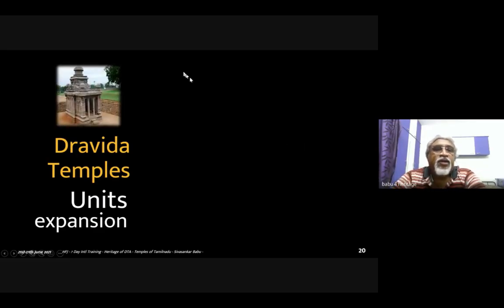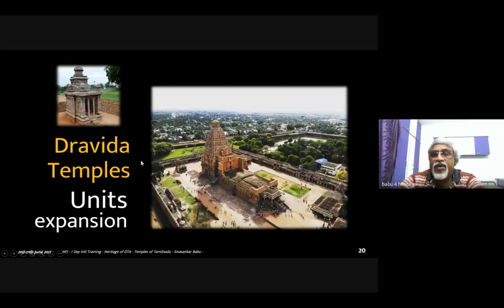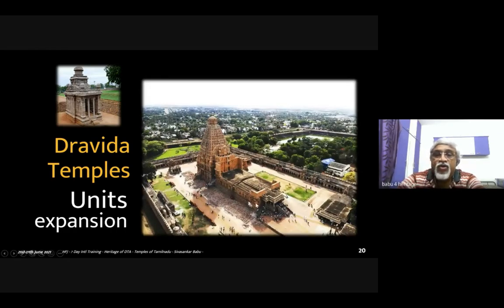Today we are going to see how the Dravida temples, which came with a small beginning, a simple Vimanam and then a small Ardha Mandapa in front, expanded into a grand temple with so many mandapas, a grand Vimana, and so many enclosure structures all over the place.